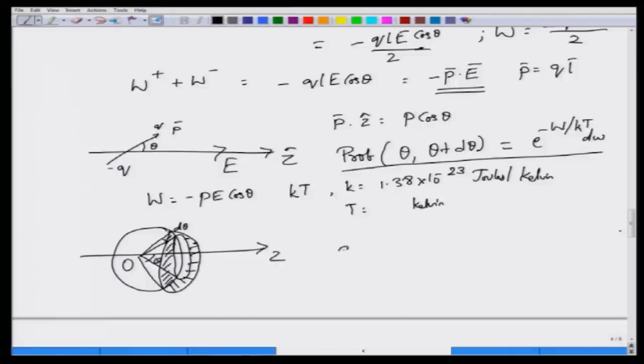Now, if I call dn the number of dipoles per unit volume with the angular distribution between theta and theta plus d theta, this can be written as some constant A times e to the power minus W by kT into d omega, okay. Here A is a constant that we will evaluate now.